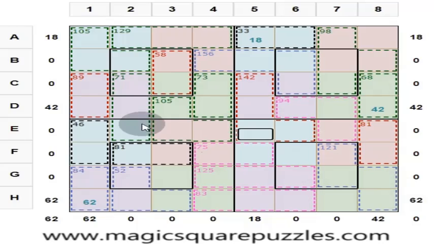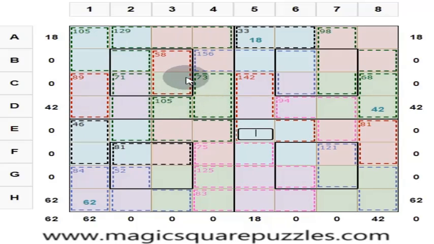My magic squares are different in the sense this 8x8 has got 4 4x4 subsquares. This is 1 4x4 subsquare. This is 1 4x4 subsquare. This is 1 4x4 subsquare. This is 1 4x4 subsquare. Okay, these four numbers add to 130. These four numbers add to 130. These four numbers add to 130. These four numbers add to 130.